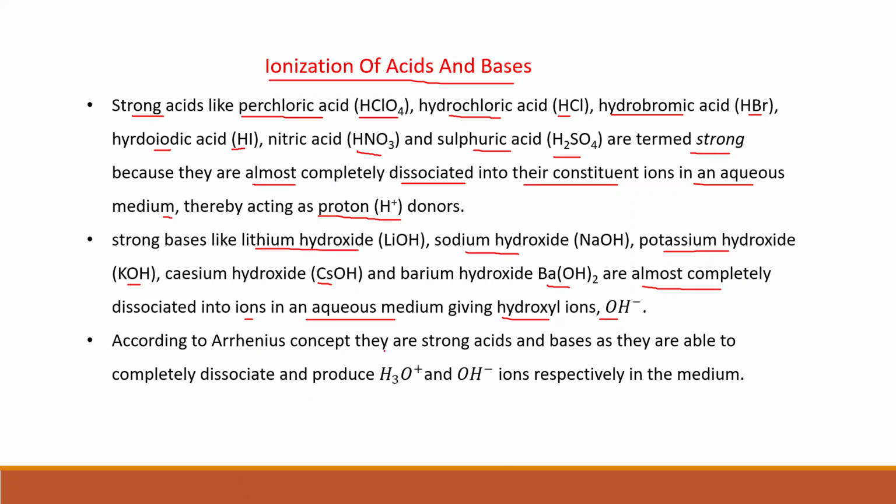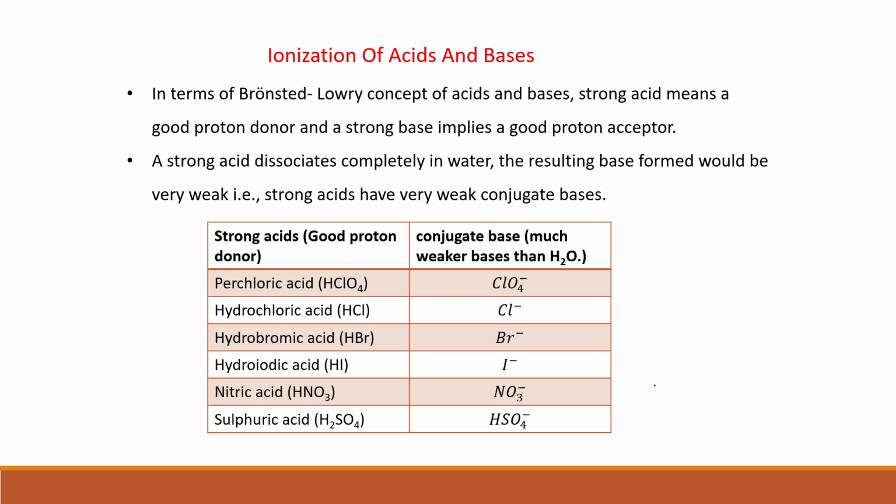According to the Arrhenius concept, these are the strong acids, and these are the strong bases, as they are able to completely dissociate and produce hydronium ion, H3O+, or we can say H+ ion, and OH- ion respectively in the medium. In terms of Bronsted-Lowry concepts of acids and bases, strong acid means a good proton donor, and a strong base implies a good proton acceptor.